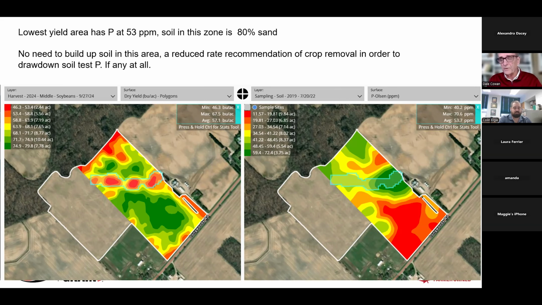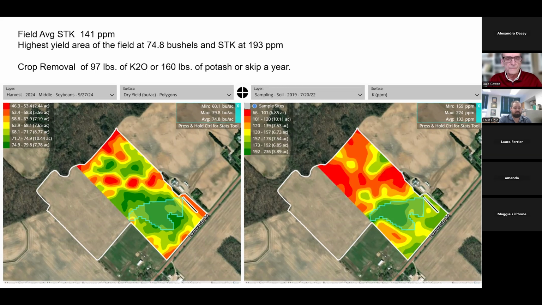My first yield limiting factor is moisture. So I'm not too terribly worried in that part of the field about phosphorus. Shifting gears to potassium, same sort of thing, same yield.